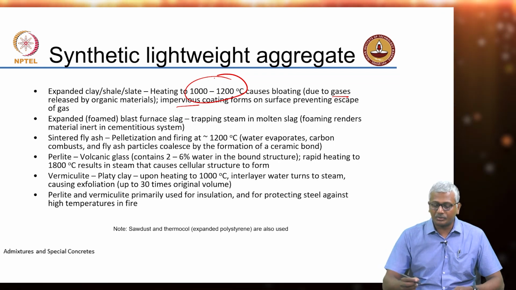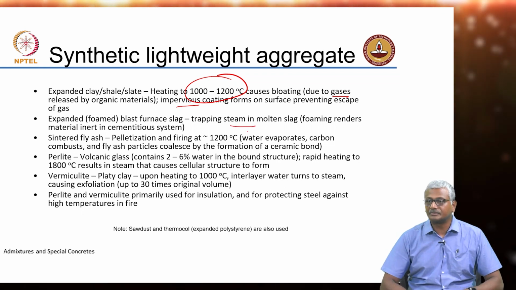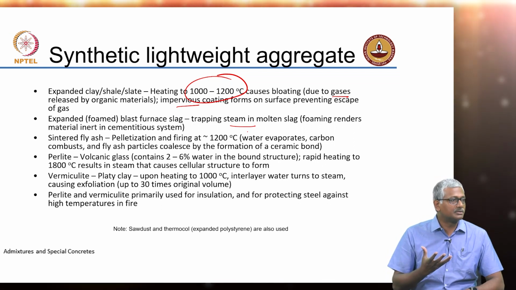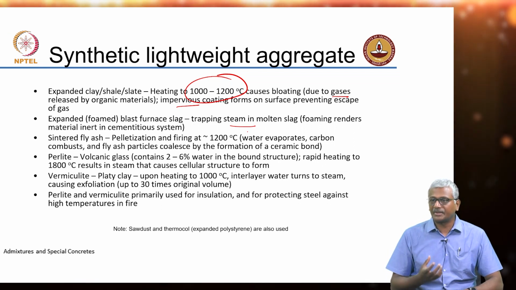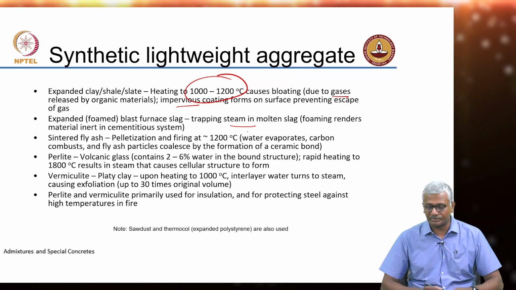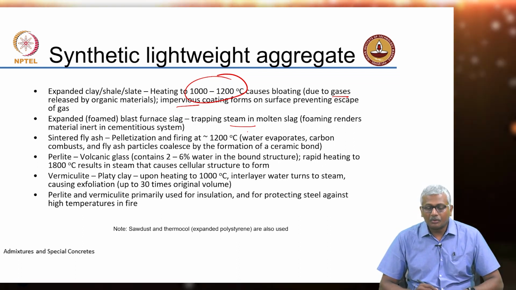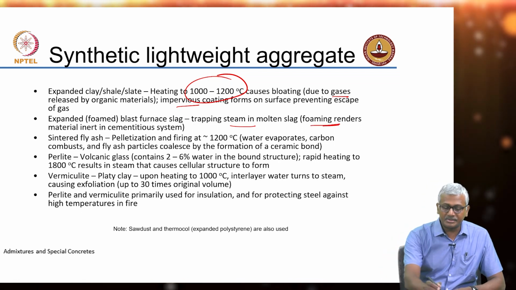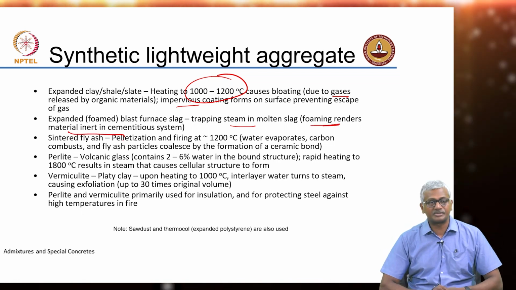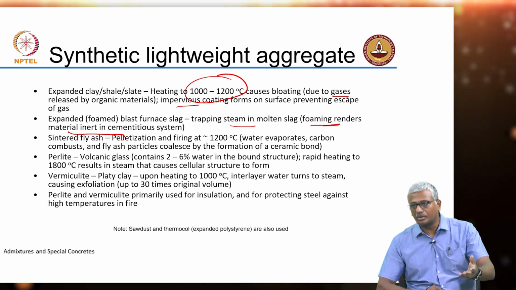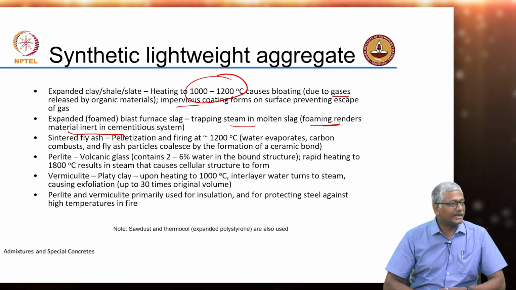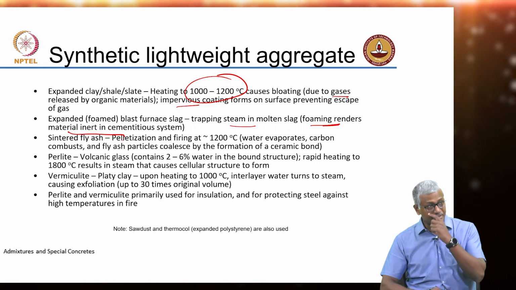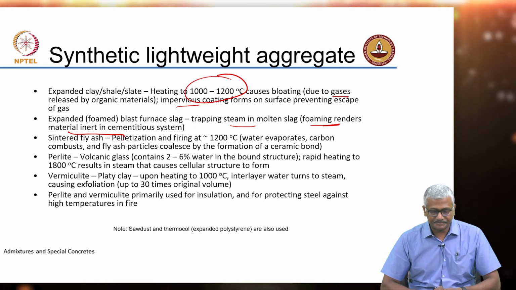Expanded slag, as I said, you trap steam in molten slag. The steam basically generates high pressure vapor inside the system, and that leads to a foaming of the system. Now, as a result of the steam, apparently it renders the material inert in a cementitious system. That means it is not going to be reactive anymore, it is going to be just an expanded slag as an aggregate. It will not be as reactive as blast furnace slag, which is quenched.